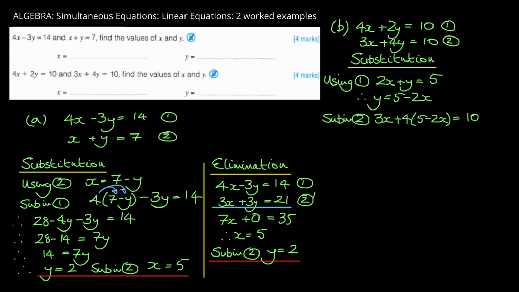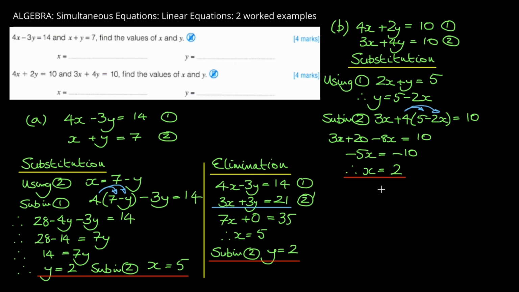Okay, multiplying that bracket out, we get 3x plus 20 minus 8x is equal to 10. x is on the left-hand side, numbers on the right. Merging these two x terms together, I get negative 5x is equal to 10 minus 20, which is negative 10. Therefore, x is equal to 2. And there's the first of our answers.